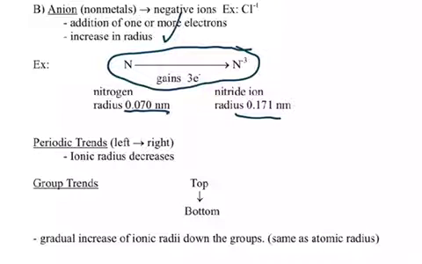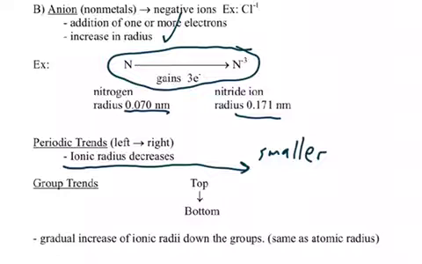Now, the good news is that for periodic trends, atomic radius and ionic radius follow the exact same pattern. It doesn't matter if you're talking atomic radius or ionic radius. When you're going from left to right, the atoms will get smaller, or the ions will get smaller. So they follow the same periodic trend.